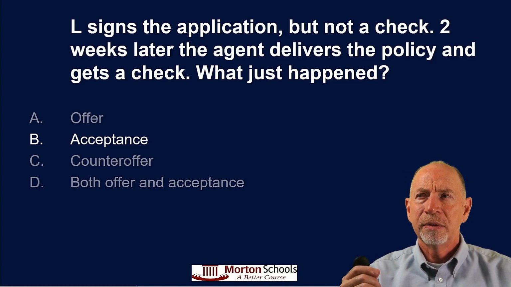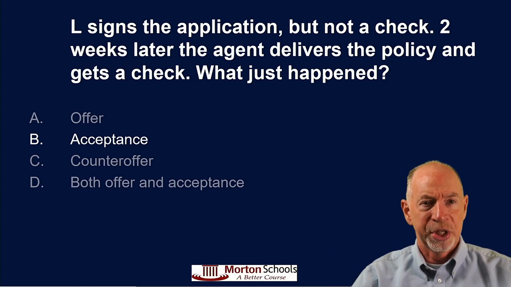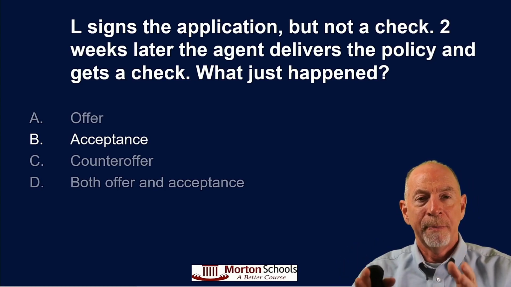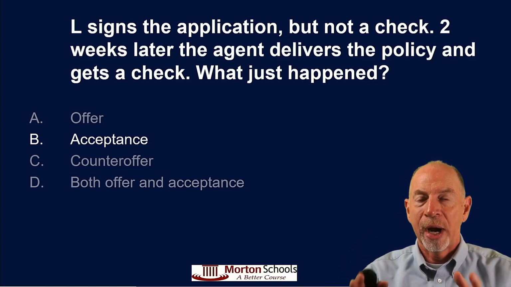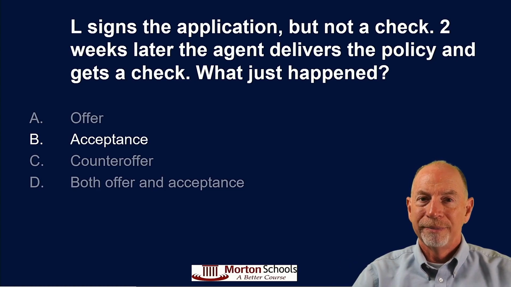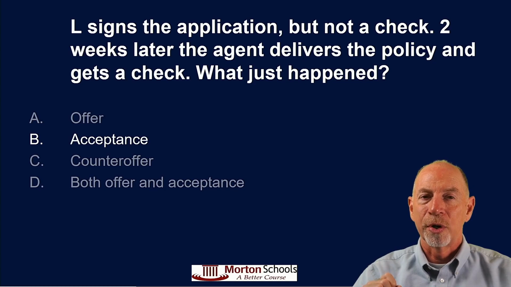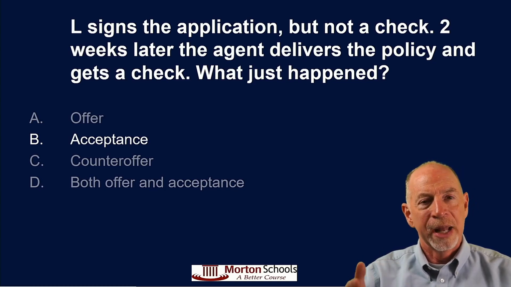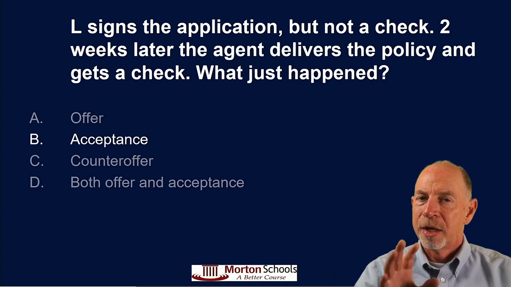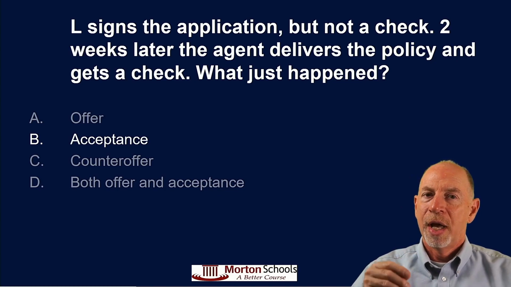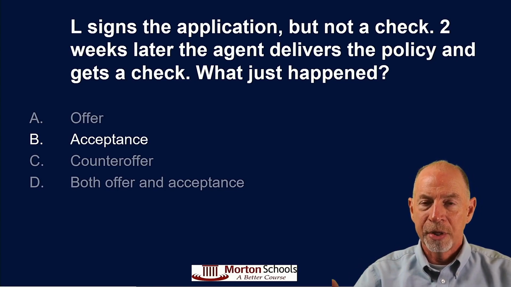Now, you might have said, well, Brian, why isn't it both offer and acceptance? And here's why. Well, let's think about where a policy gets issued. Not when, but where. And the where would be at the what? At the company's headquarters. So unless our client lives at the company's headquarters, it couldn't be both offer and acceptance at the same time. Now notice how vague the question is. And this is how they word these questions on the state test.